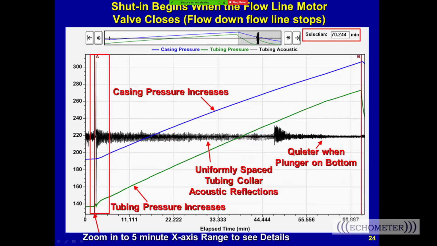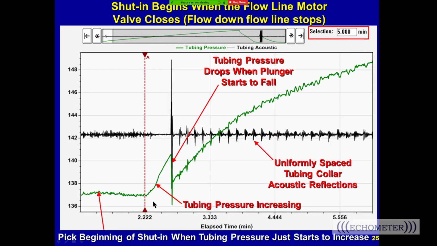Now I'm going to zoom in to 5 minutes of time. Here I'm marking off 5 minutes of time along the shut-in time period of the entire shut-in period for this well. And this is what we see when we zoom into 5 minutes of elapsed time. We can see something that we may not have expected.